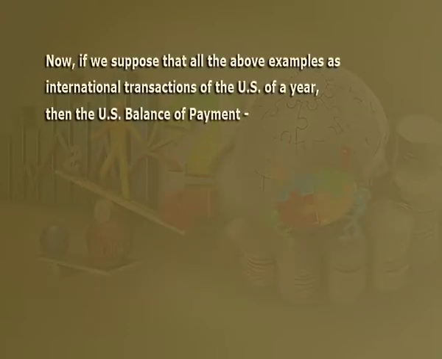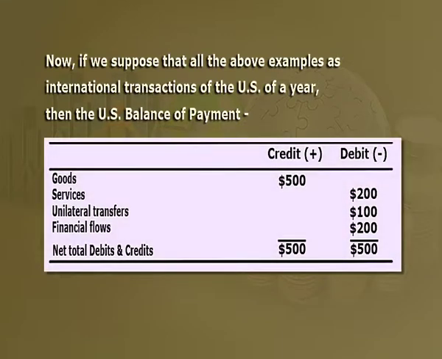Now, if we suppose that all the above examples are international transactions of the US in a year, then in the US balance of payment total credits are equal to total debits because of double entry bookkeeping.